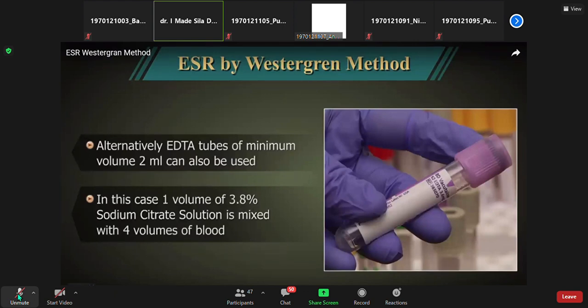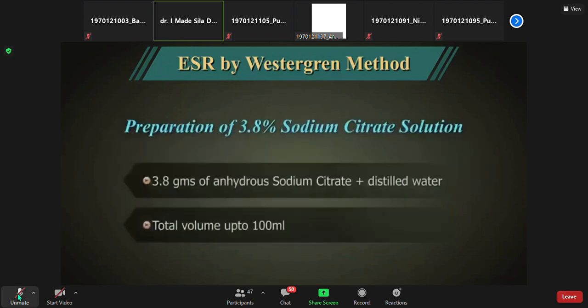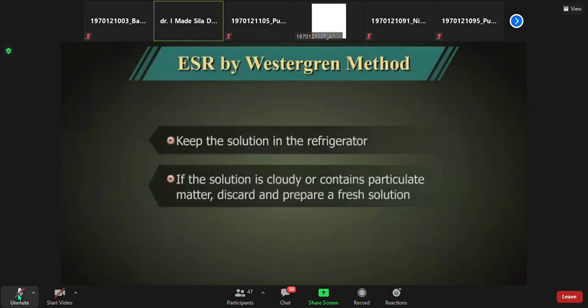Trisodium citrate solution is mixed with 4 volumes of blood. 3.8% trisodium citrate solution: mix 3.8 grams of anhydrous trisodium citrate with distilled water, making the total volume up to 100 milliliters. Keep the solution in the refrigerator. If the solution is cloudy or contains particulate matter, discard and prepare a fresh solution.